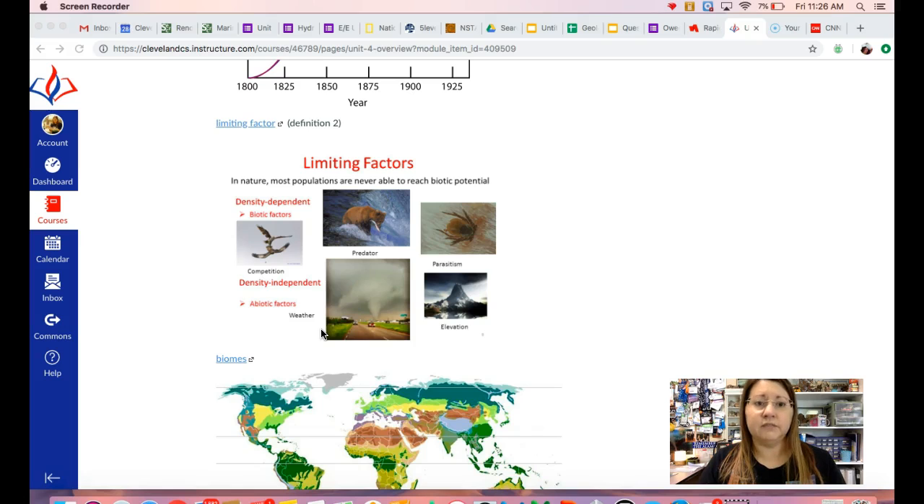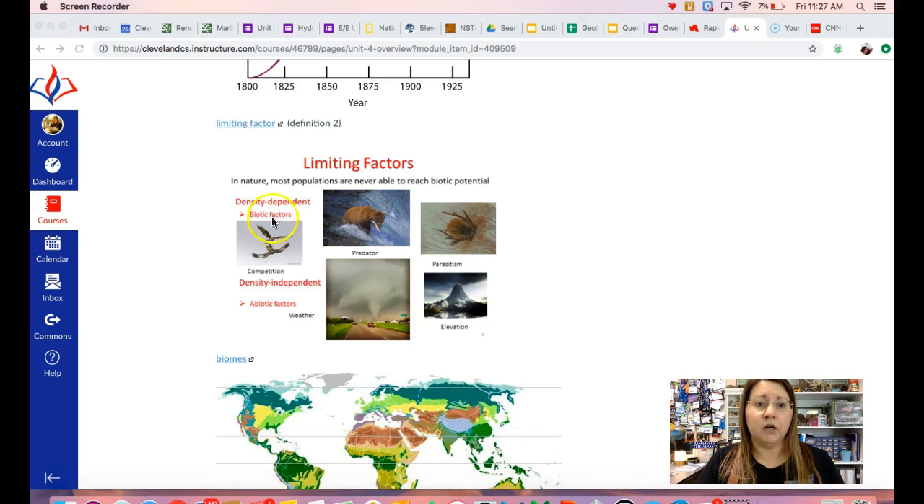Limiting factors, your next vocabulary term. So limiting factors are things that restrict an environment, that restrict the population specifically in an environment. So we have talked about in class density dependent and density independent limiting factors. So density dependent factors are going to depend on the population, the amount of organisms of that species.